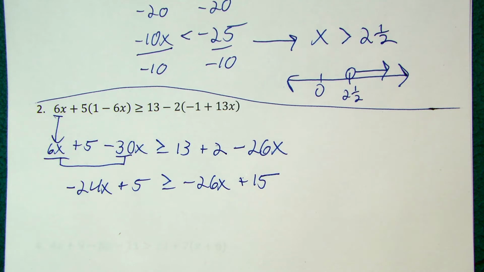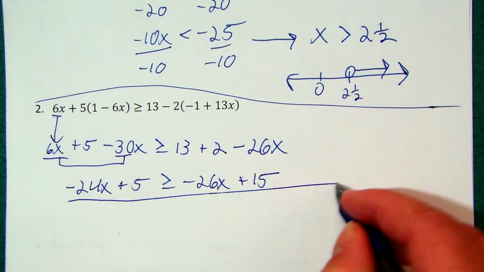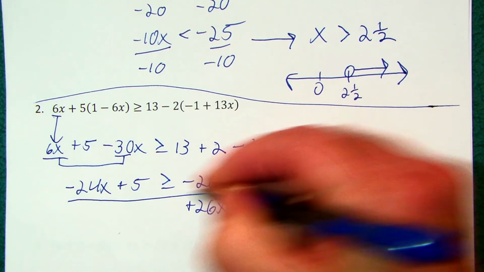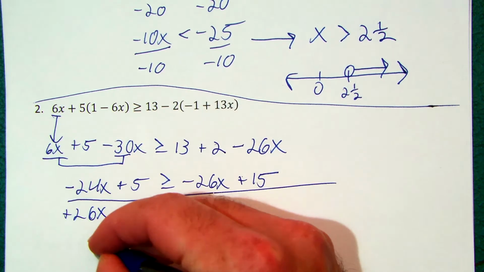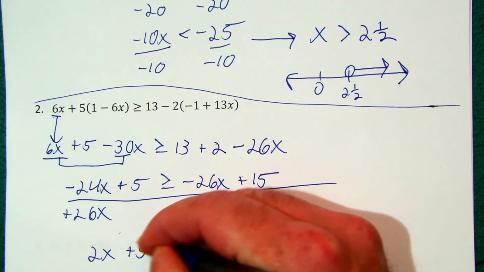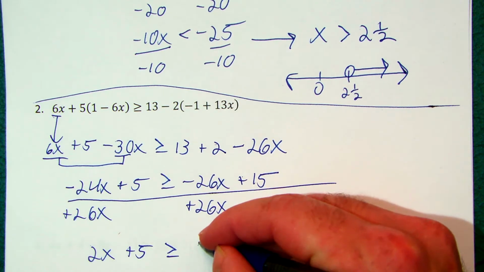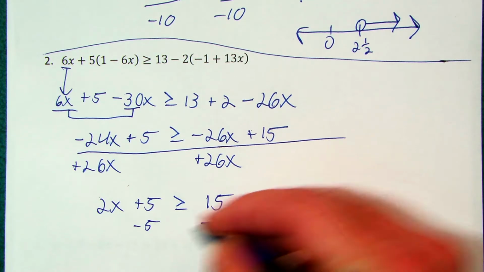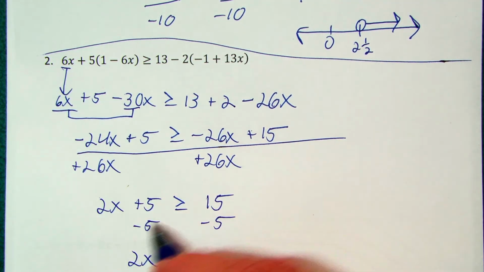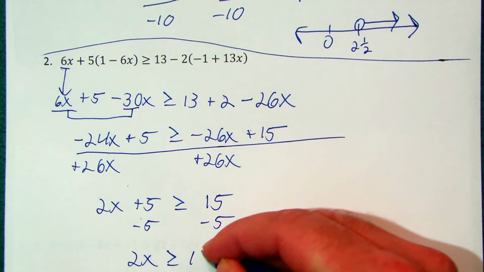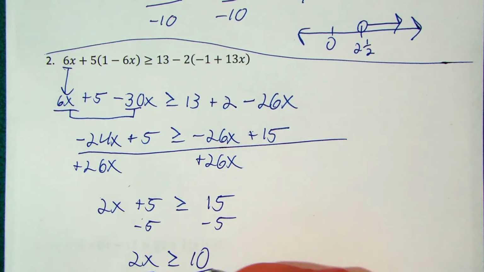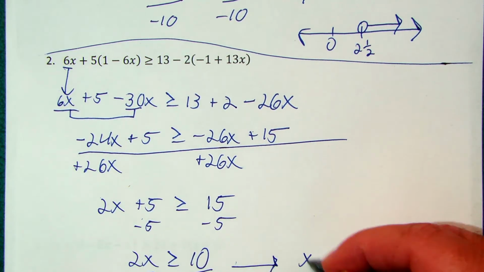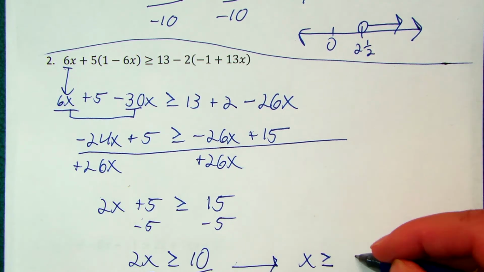All right, so next up, I would definitely add 26x to both sides here. That'll give us a positive 2x on the left. I don't have to worry about flipping anything then. So yeah, definitely add that 26x to both sides. So I'm going to subtract 5 from both sides to get 2x is greater than or equal to 10. Divide both sides by 2, and I end up with x is greater than or equal to positive 5.